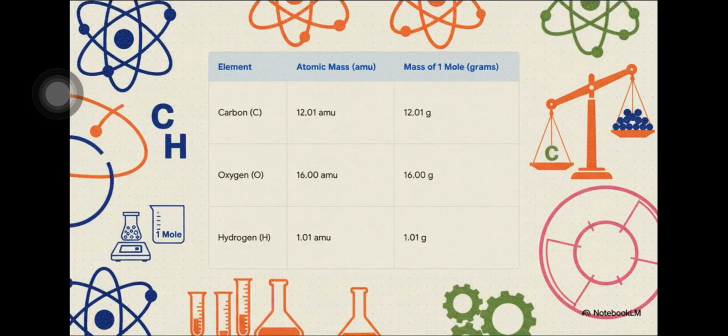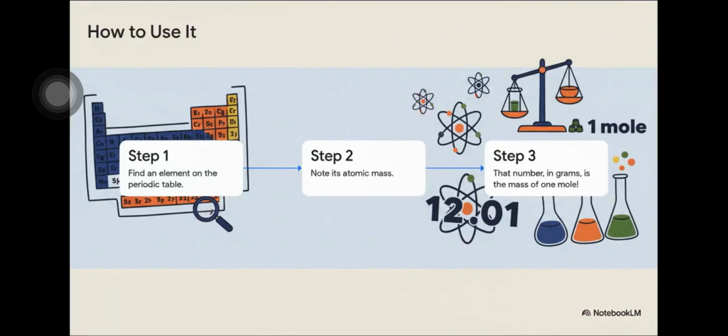And check this out. This is how beautifully it works. Take a look at carbon. A single atom of carbon has a mass of about 12 AMU. Now, what if you get a mole of carbon atoms? Its mass is 12.01 grams. The number is the same. All you do is swap out AMU for grams, and it works for everything. One oxygen atom, 16 AMU. A mole of oxygen atoms, you guessed it, 16 grams. It's perfect. This makes a chemist's life so much easier.